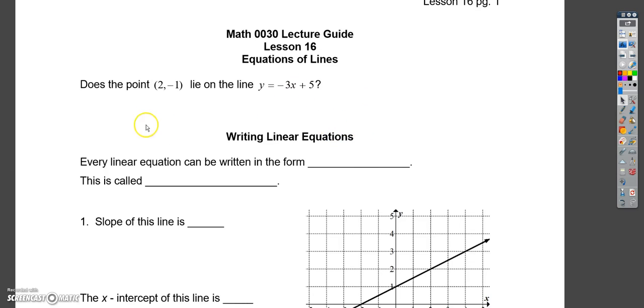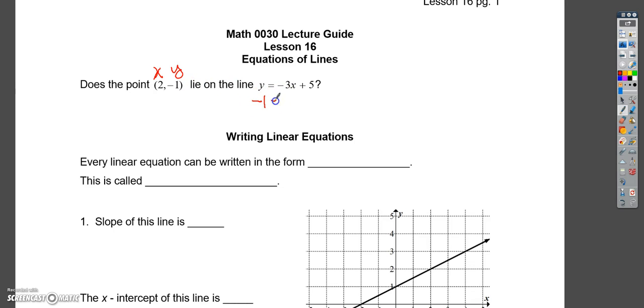This is lesson 16, and it says, does the point (2, -1) lie on the line? Well, earlier we found out if something was a solution, and this is the same thing. So this is x, this is y. We're going to put x in place of x and y in place of y.